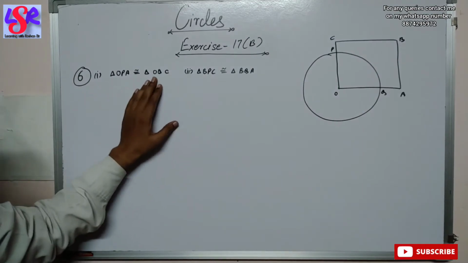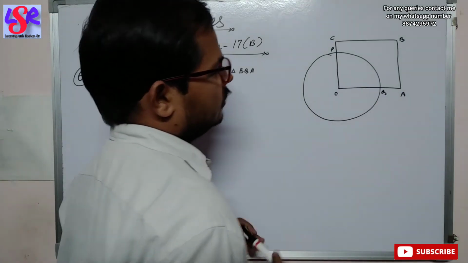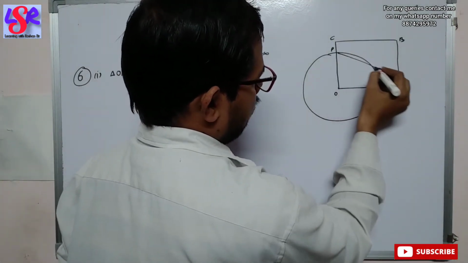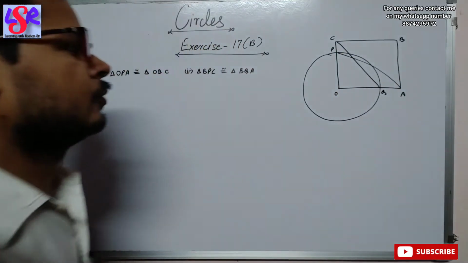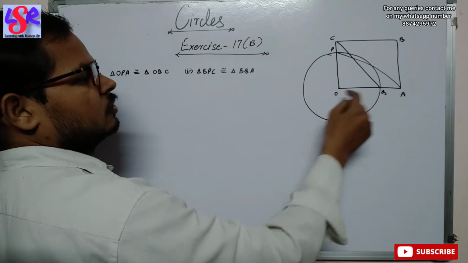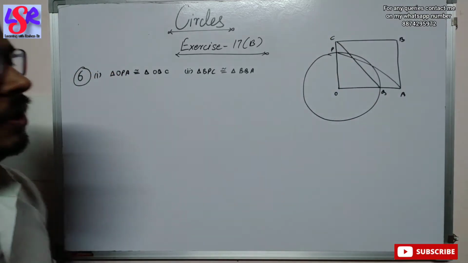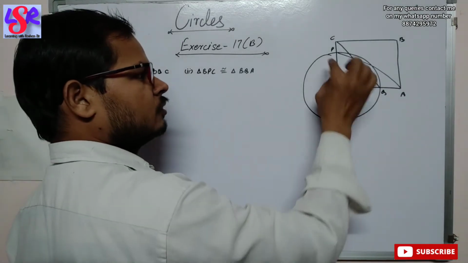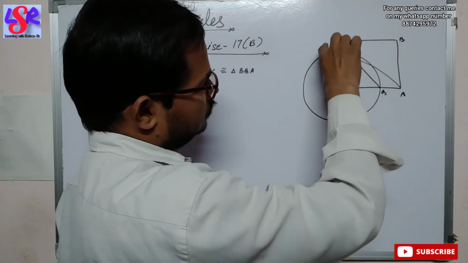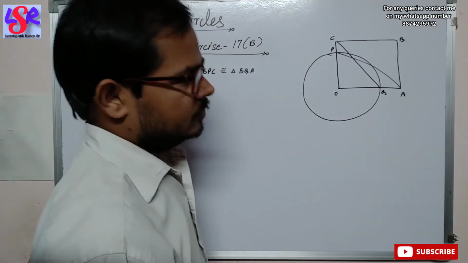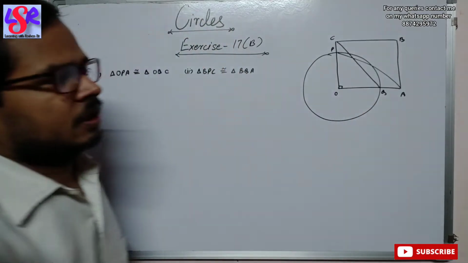is congruent to triangle OQC. For that we are going to join this one with A and this with Q. And we have to prove this triangle OPA is congruent to triangle OQC. To prove this, we have been given that OQ equals OP as the radius of the same circle. Then we can take OC equals OA as the sides of the square, and this angle is common in both of the triangles.